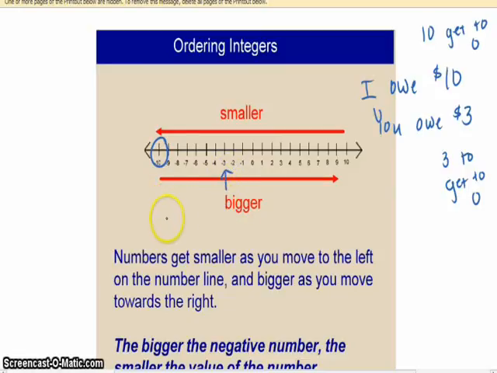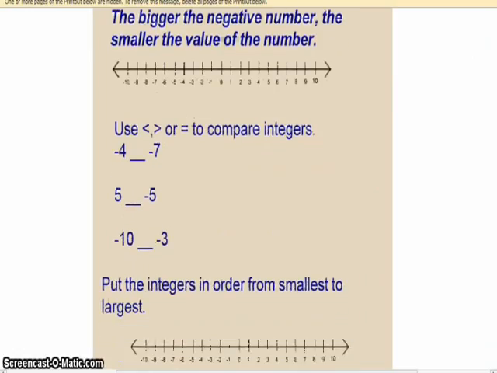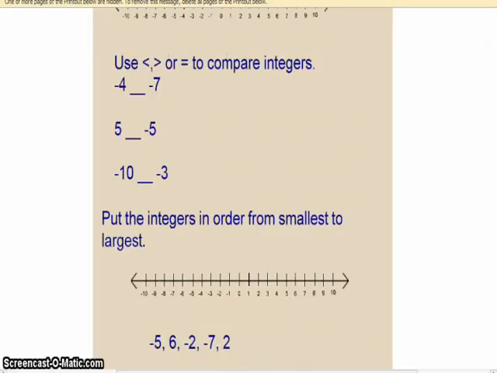Again, if you're looking on your number line, as we read this way, the numbers get bigger. So negative 3 is bigger than negative 10. There's a lot of ways to look at that. So let's do a little bit of comparison using greater than, less than, or equal to. So negative 4 and negative 7, which one do you think would be bigger? Negative 4 or negative 7?